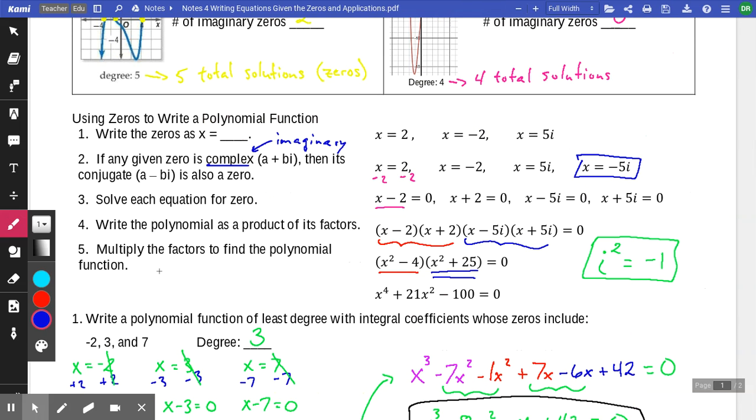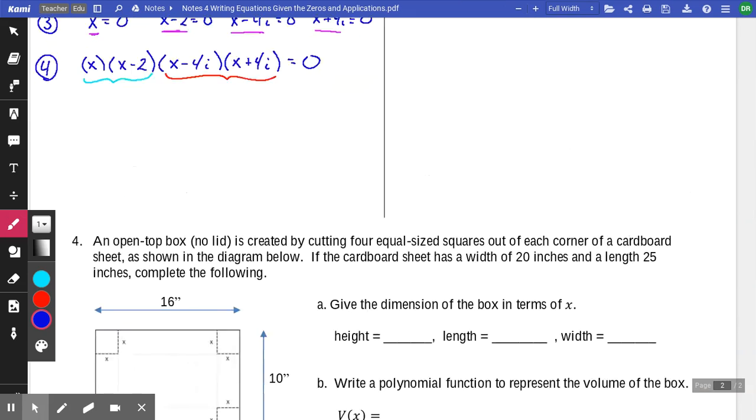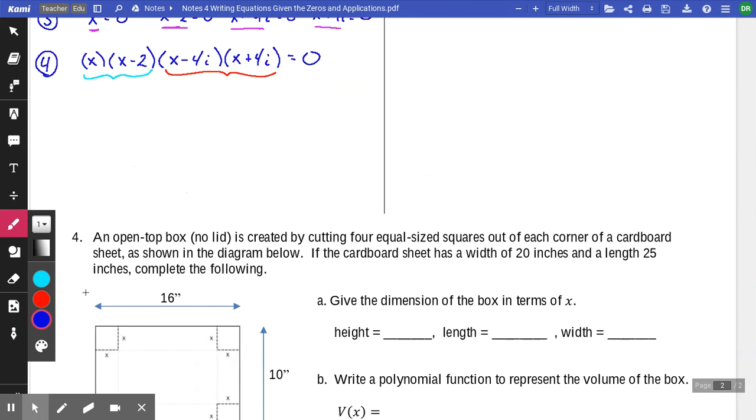Step 5 says multiply the factors together. So let's do that. Multiplying these together, we can take any two at a time. So if we want to multiply the first two together, that's fine. If you also want to multiply the last two together, also fine. So let's look at this first scenario.